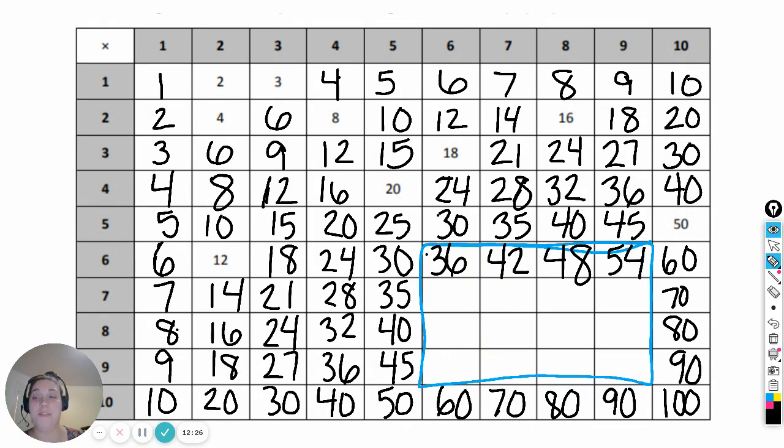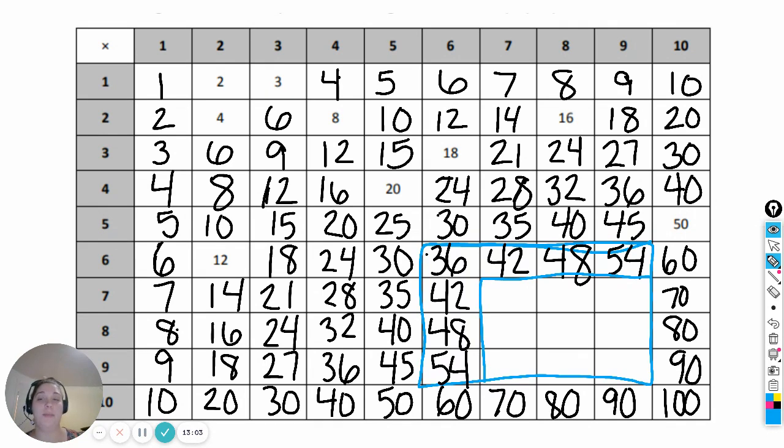Now, because we have the commutative property, we can take these numbers we already figured out and go down the 6 this way. So after 36 will be a 42, so that'll go in this next spot. And then this 48. And then the 54. Okay. So just by learning our 6s, we know all of those facts, and that leaves us with a little less to learn for 7, 8, and 9.